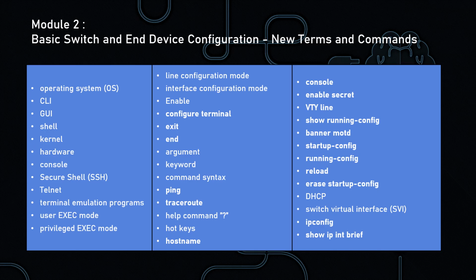Here are our new terms and conditions that we've established for this chapter. We can see we have things like shell, kernel, CLI, GUI. Familiarize yourself with these terms because you will see them again, and they are things that will help you to accurately communicate between yourselves and other professionals in the networking field.